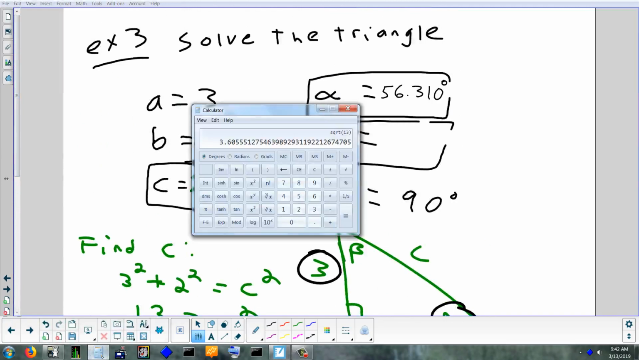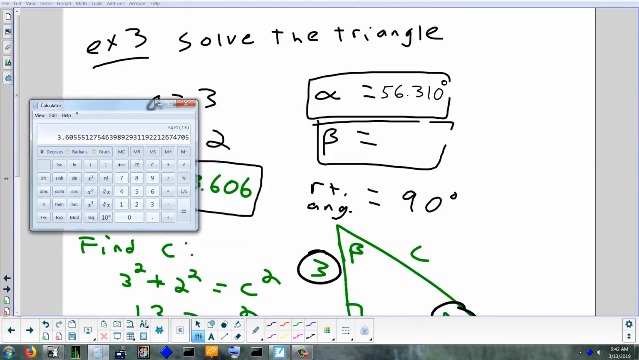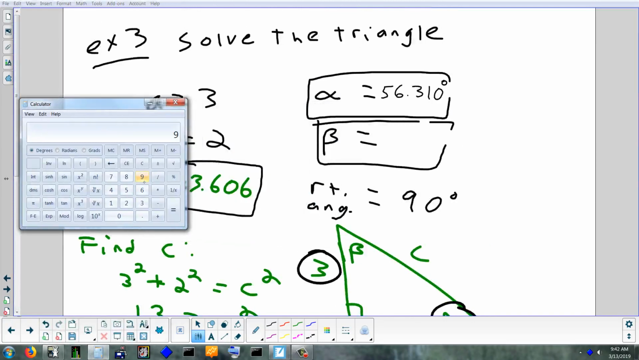56.310. Now, what I usually do here, just kind of a quick thing, is the other answer should come out to 90 minus 56.31. The other answer should be 33.69, but I'm not going to write it down because the way I just found it, I used something I calculated. But I'm going to keep that number in the back of my mind. Okay, 33.69. Remember that. Let's see if that's what we get when we find beta.